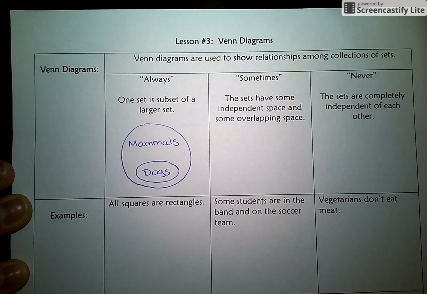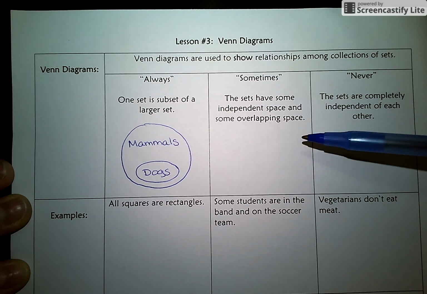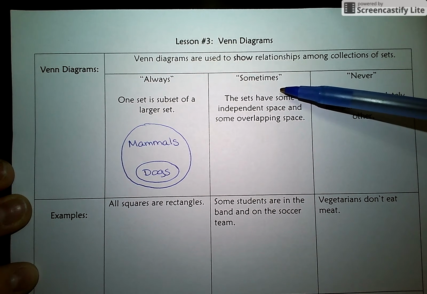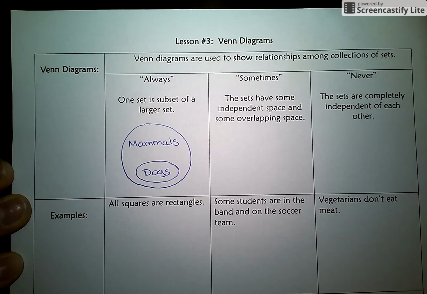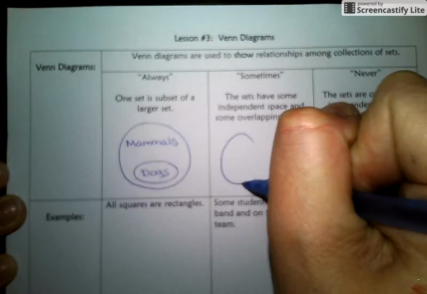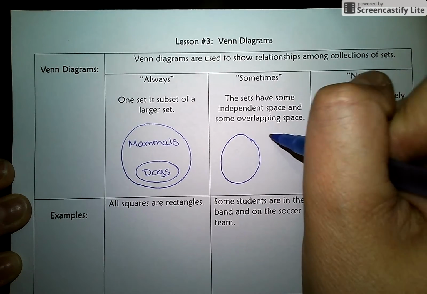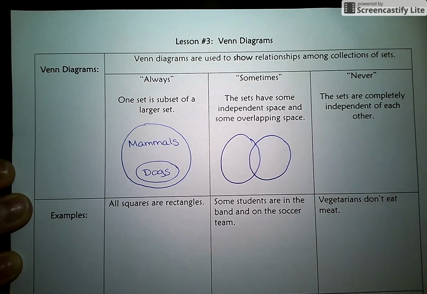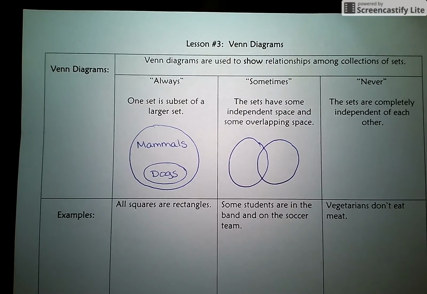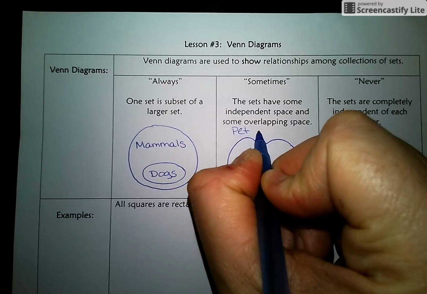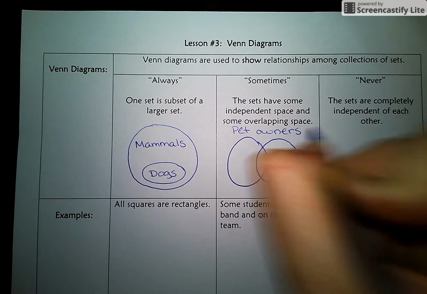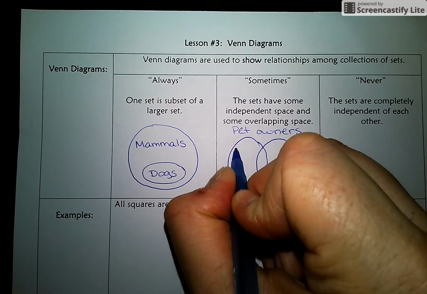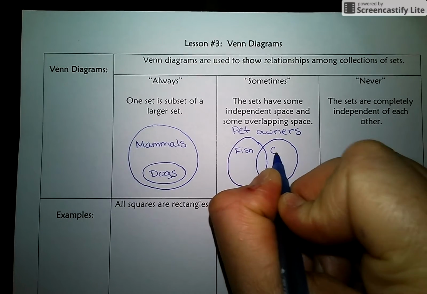A second type of Venn diagram is the sometimes Venn diagram. These have an independent space and an overlapping space. You've seen these before, I'm sure. These are great for comparing two different categories. Maybe the category is pet owners. And maybe this represents people who own fish and cats.